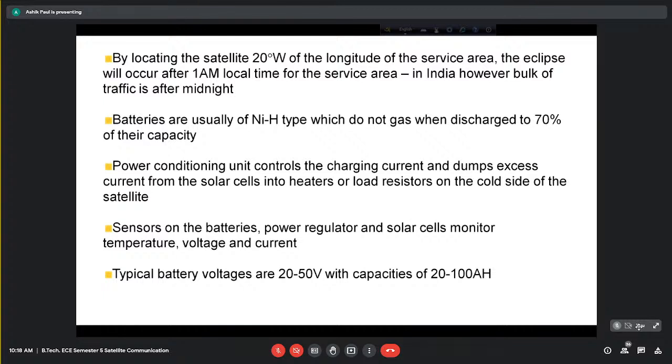A strategy which is usually followed is that if you locate your satellite about 20 degrees west of the longitude of your service area, a geostationary communication satellite is never overhead, that we know by now. So if you locate it about 20 degrees away from the longitude of your service area, on either side, then the eclipse will occur after 1 a.m. local time for that particular service area. That's just after midnight.